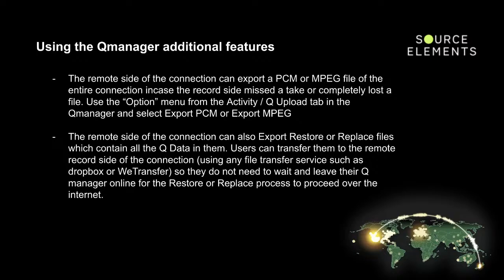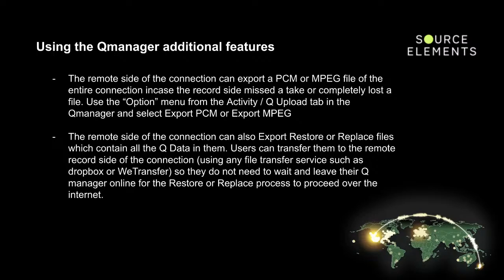Number one, the Source Connect Pro Queue Manager has the ability to export an entire PCM file, which is the WAV file, or a compressed MPEG file of the entire connection. And so this might come in useful if, for some reason, your hard drive crashed and lost all your recordings on the remote side of the connection. You could export every moment, just like a full backup of the entire session. Or maybe the talent told a really great joke and you didn't record it and you wanted to find that joke. You could basically get that file back.